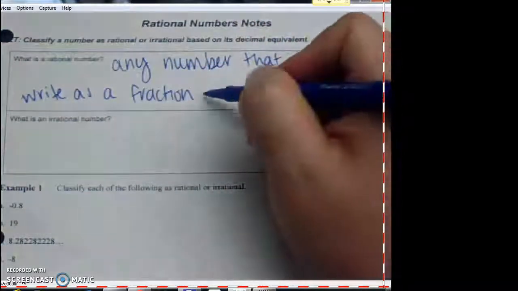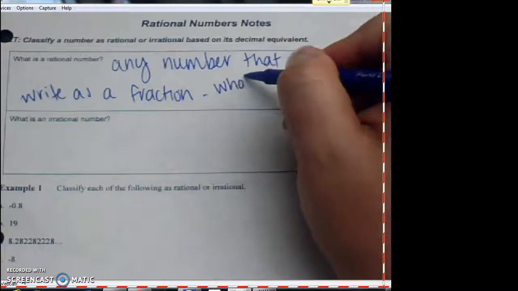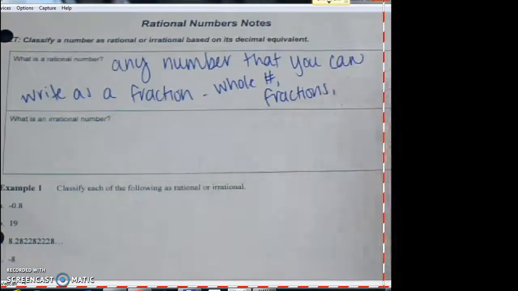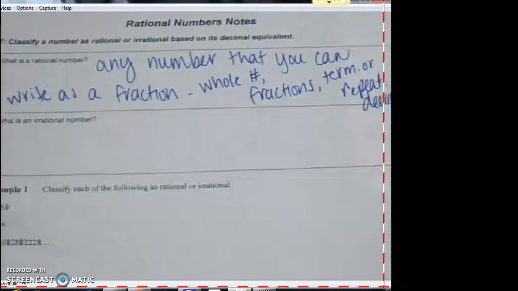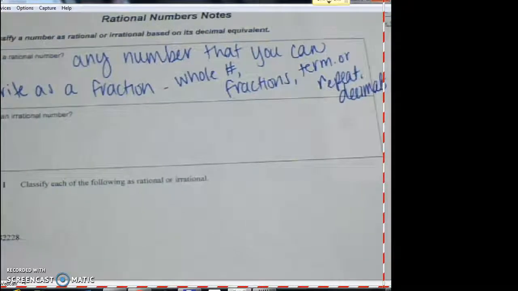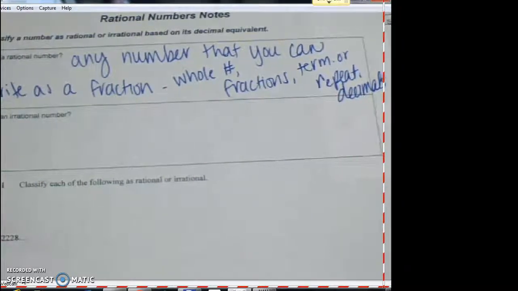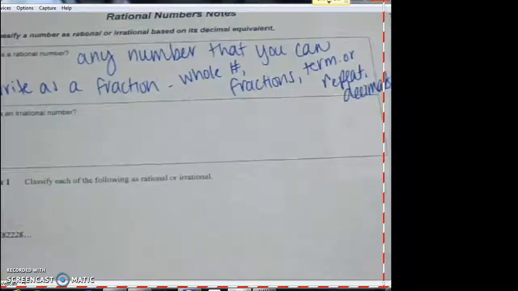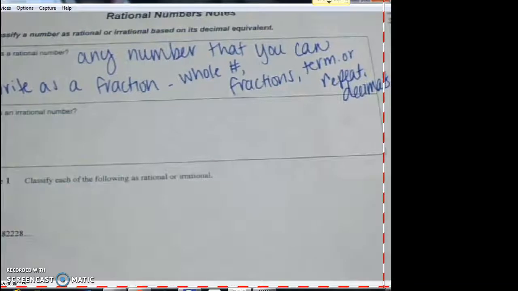So that's going to mean, for example, whole numbers, fractions, obviously, and then terminating or repeating decimals. So when I talk about terminating or repeating decimals, a terminating decimal is going to be a decimal like 0.25. It's a decimal that stops. It may stop at the tenths, it may stop at the hundredths, it may stop at the thousandths, but it stops.